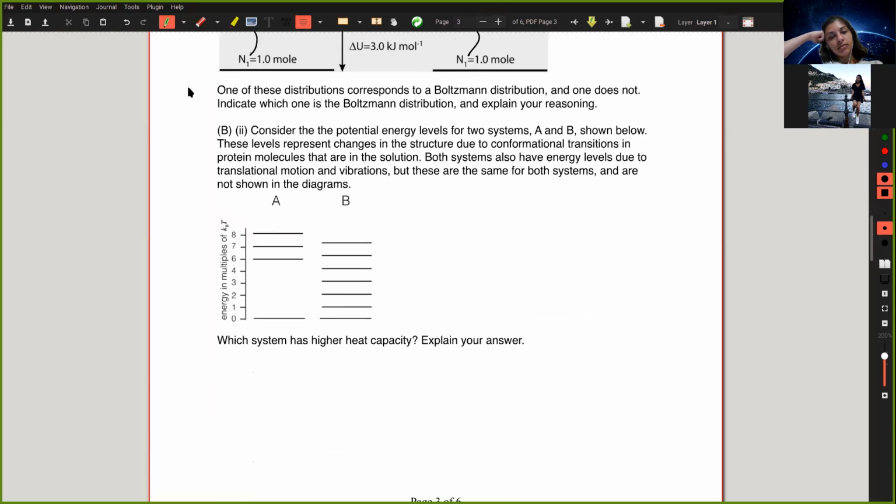For part B, ignore this 2 over here. You're given the potential energy levels for two systems, shown here. You're told these are due to conformational transitions only, but the translational motion and vibrations energy levels are the same between the two, so they're not shown. Remember, changes in potential energy can be due to conformational transitions for these protein molecules, as well as translational motion and vibrations. But again, the only major difference between these two systems is the conformational transitions. You're asked to find which of these systems has a higher heat capacity.